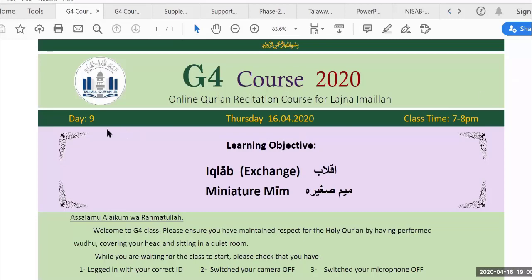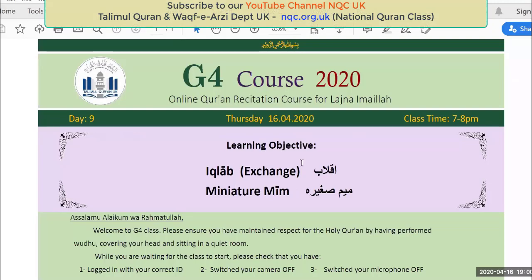Today is the 9th class of our course, and today we will be learning about the rule of Iqlab, which means to exchange the sound of Noon Sakin or Tanween into Mim Sakin. And we will also look into the Miniature Mim.